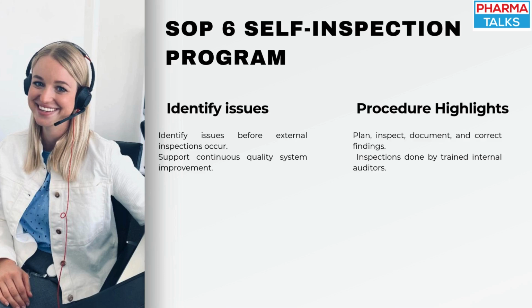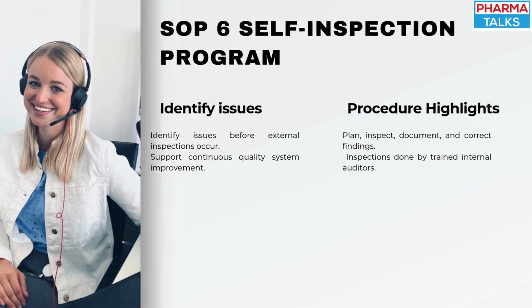The process involves trained personnel assessing different areas of operation, such as manufacturing, quality control, and documentation. Self-inspections help to identify any areas for improvement, ensure that procedures are being followed correctly, and provide an opportunity for the company to assess its overall compliance with quality standards.